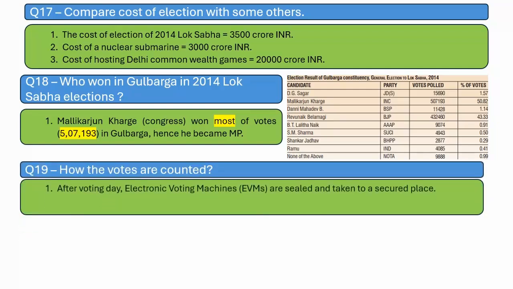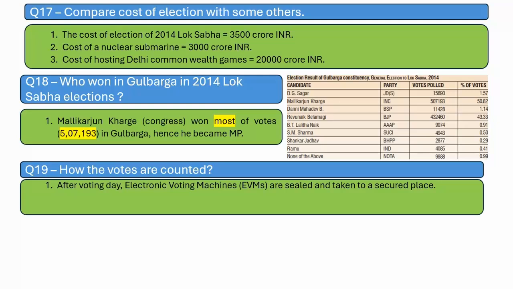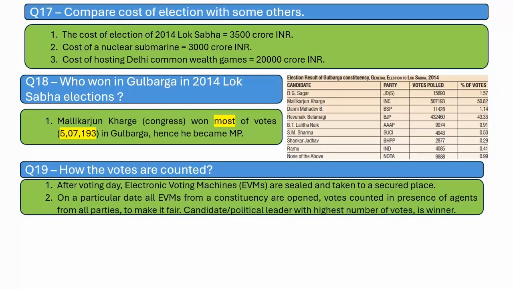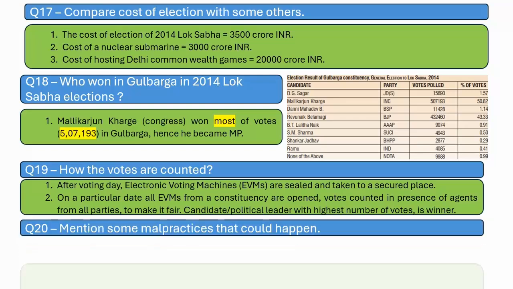How are votes counted? After the voting day, electronic voting machines are sealed and then taken to a secure place. On a particular date, all EVMs from a particular constituency are opened and votes are counted in presence of agents from all parties to make it a fair election. The candidate or political leader with highest number of votes is winner. For example, in the previous case, since in Gulbarga when voting happened, Mallikarjun Kharge got 5,07,193 votes, which was more than any other candidate, so he was the winner and he became the MP.